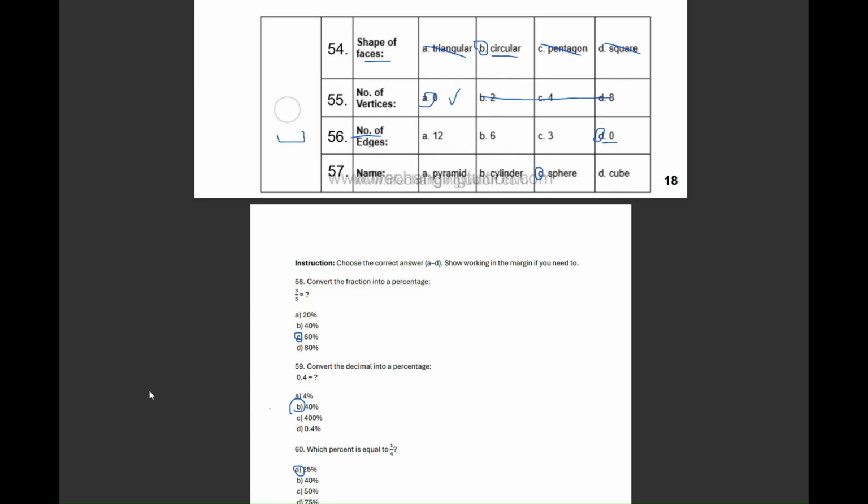Question 57. Name the 3D shape, perfectly round. Options: A, pyramid, B, cylinder, C, sphere, D, cube. Why not? Others have flat faces. Answer: C, sphere. Reason: all points equidistant from a center.